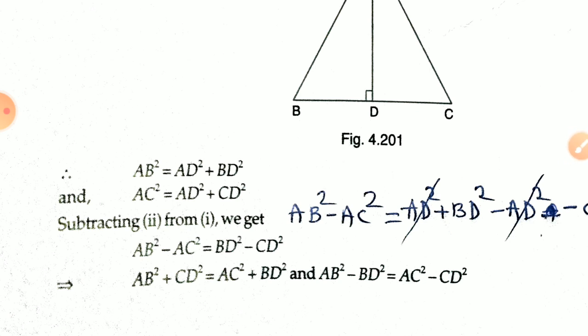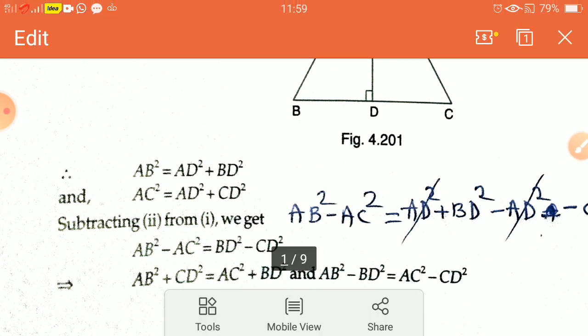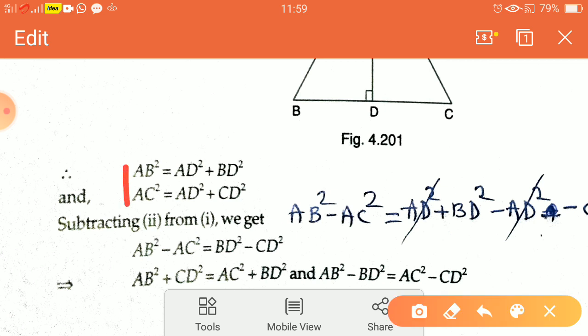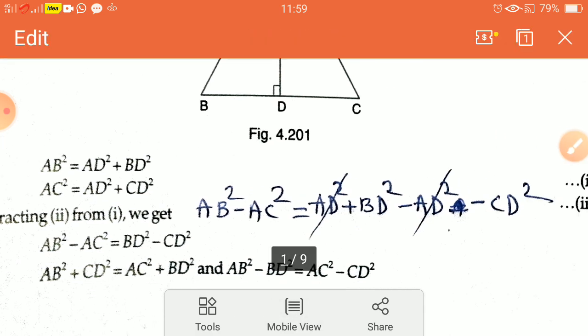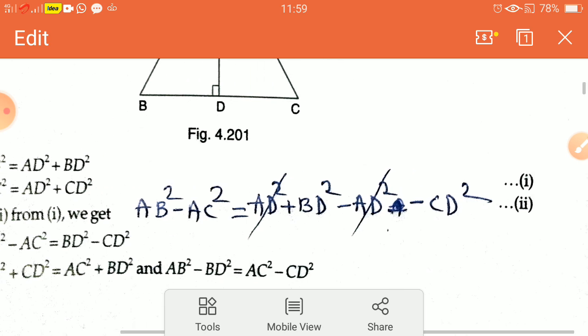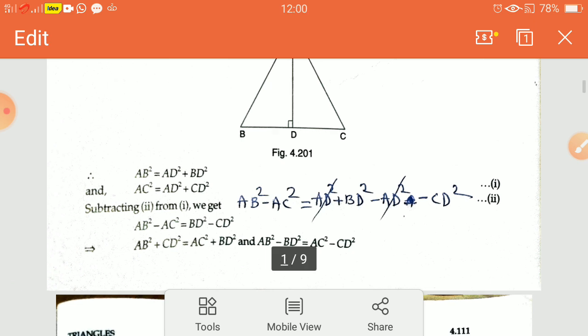And now subtracting equation second from equation 1, we get AB square minus AC square. We have subtracted LHS of both the equations, that is AB square minus AC square, and subtracting RHS we get AD square plus BD square minus AD square minus CD square. Here both the signs are positive, they will get changed, and then AD square will get cancelled, and in this way we get AB square minus AC square is equal to BD square minus CD square. So here we get the equations.